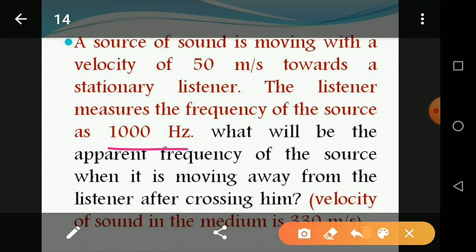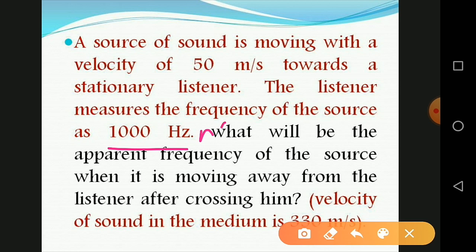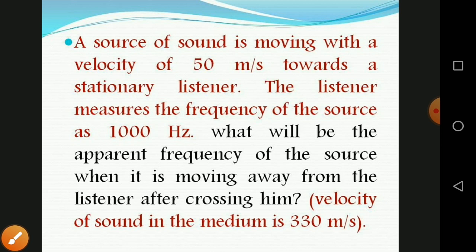N dash is equal to 1000 hertz, and Vs is equal to 50 meters per second. We know the velocity, they gave a velocity V is equal to 330 meters per second. So first, we solve case 1.